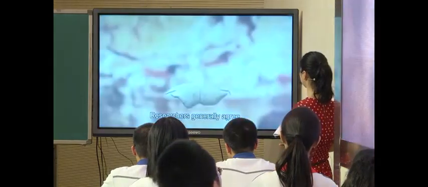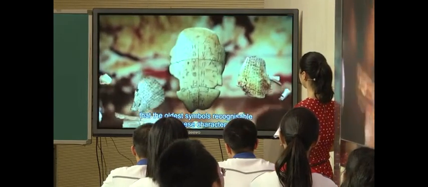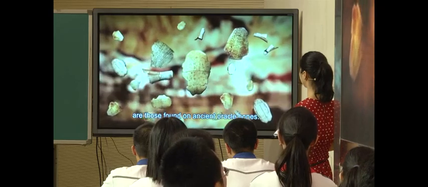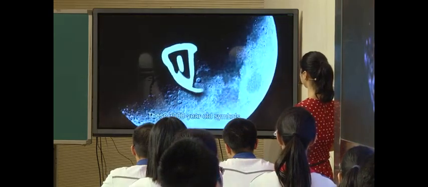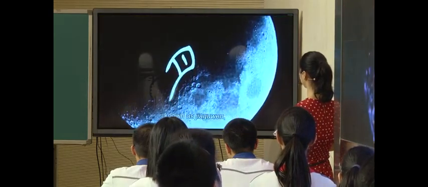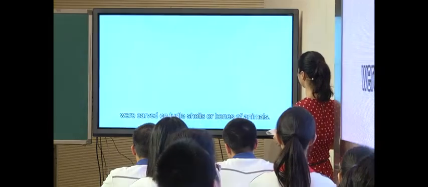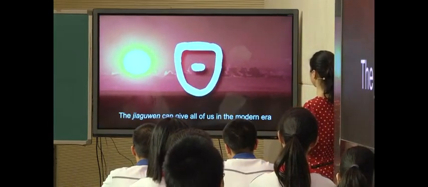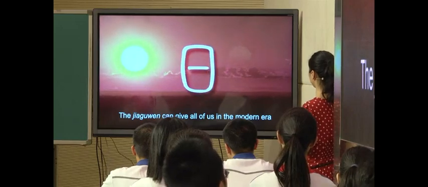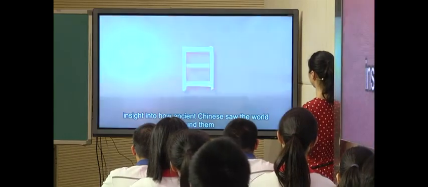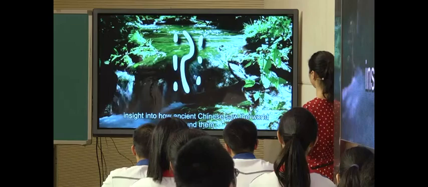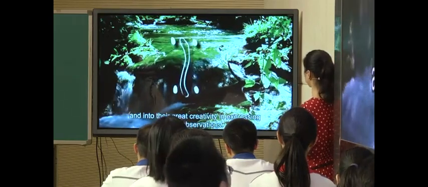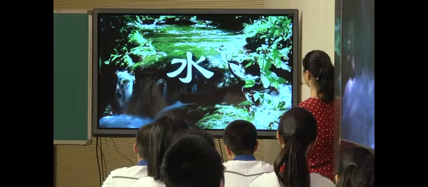Researchers generally agree that the oldest symbols recognizable as Chinese characters are those found on ancient oracle bones. These 3,000-year-old symbols, known as jiaguwen, were carved on turtle shells or bones of animals. The jiaguwen can give all of us in the modern era insight into how ancient Chinese saw the world around them, and into their great creativity in expressing their observations.